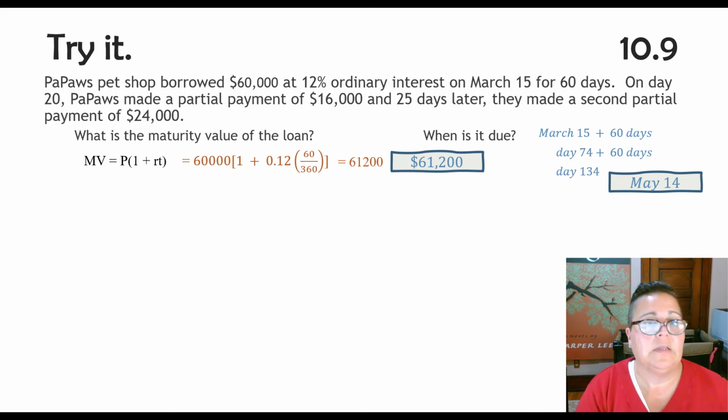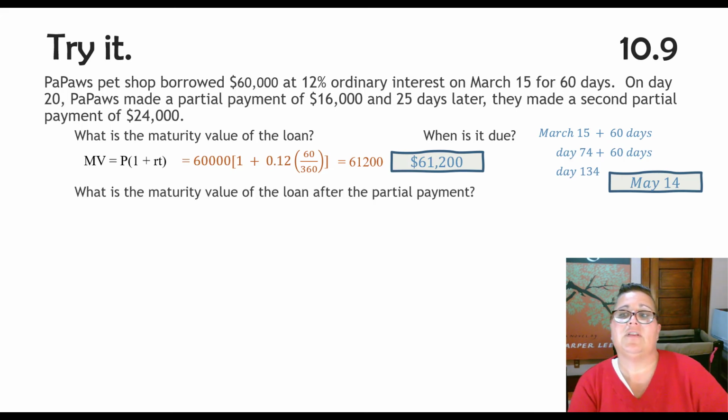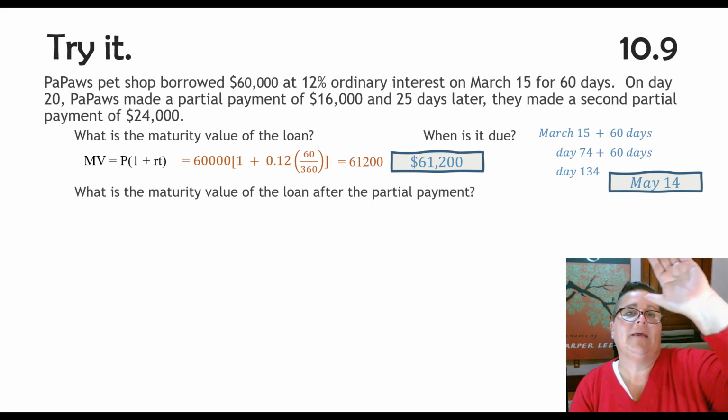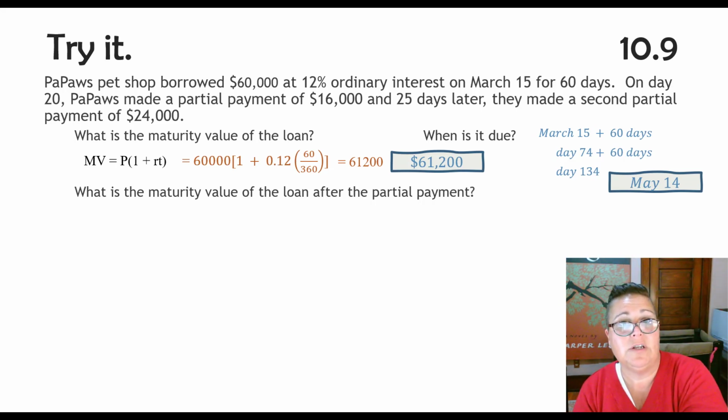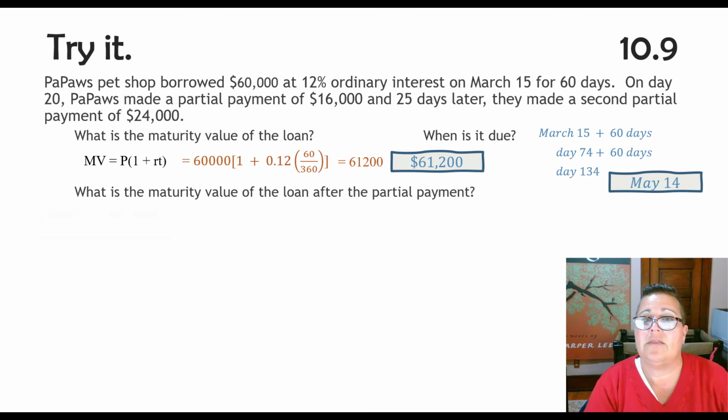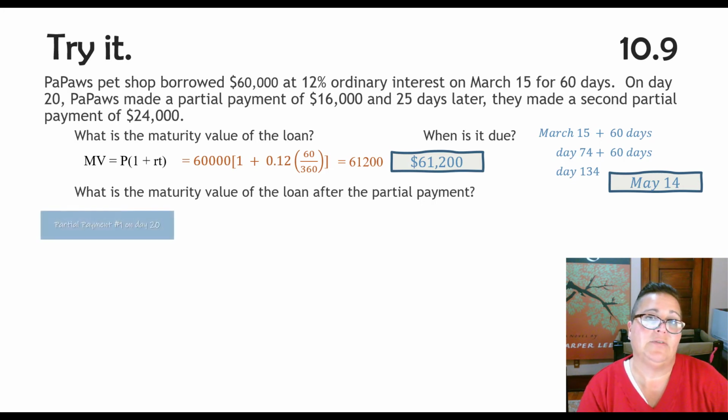I know. All right. What's the maturity value of the loan after the partial payment? There are 2 partial payments. So if you're doing this on paper, maybe you make 3 columns because you'll need the first partial payment, the second partial payment, and then the maturity value. And the first partial payment is on day 20.